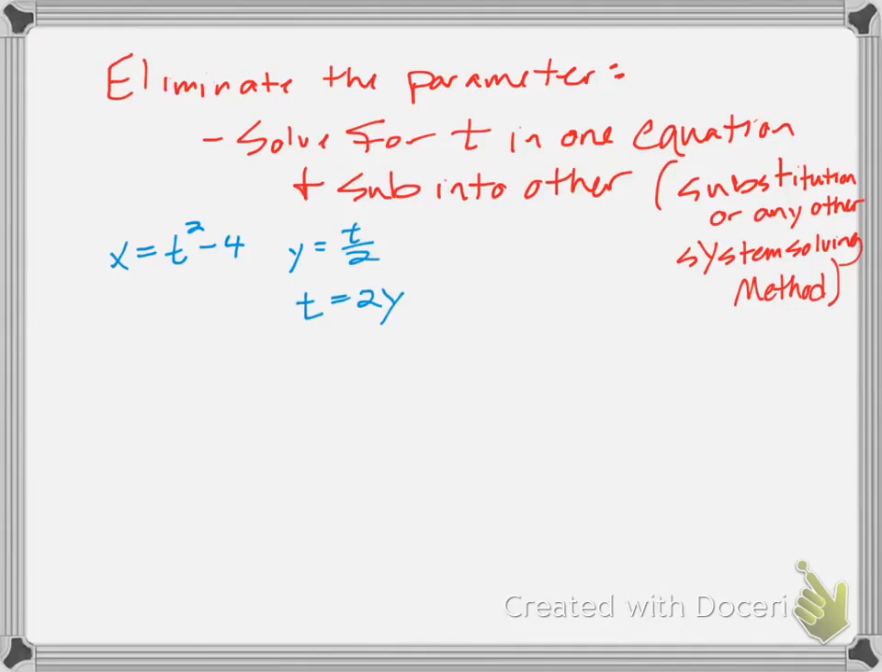We'll solve for the easiest one, the one without the squared. I don't like taking squares if I don't have to. So t equals 2y, from our second equation. Now we can put that in for t in the x equation. There you are, and if we do a little distribution, there's our nice looking function.